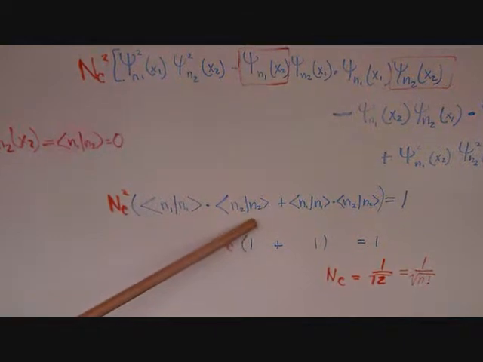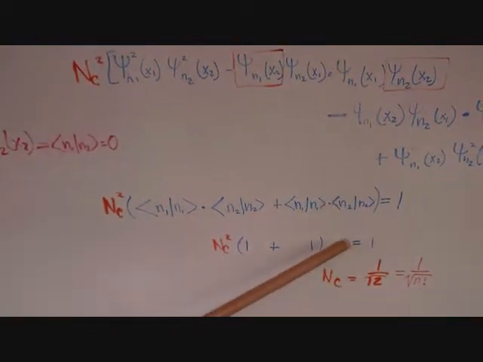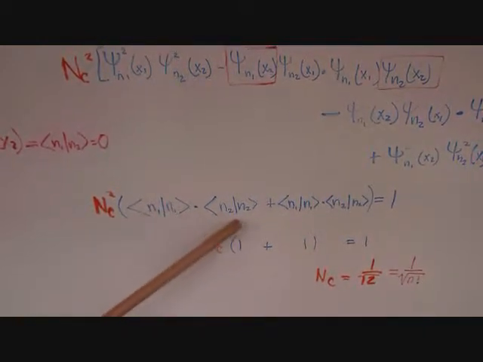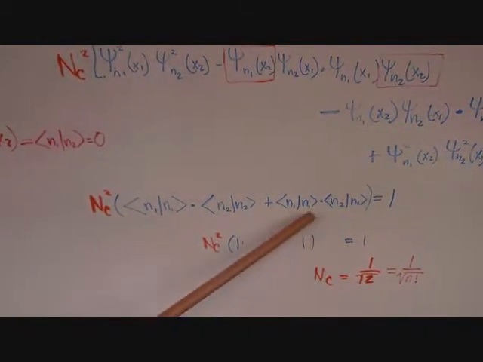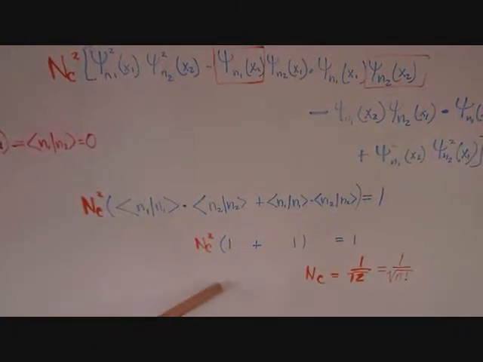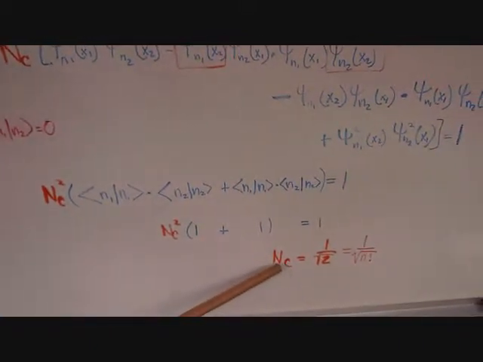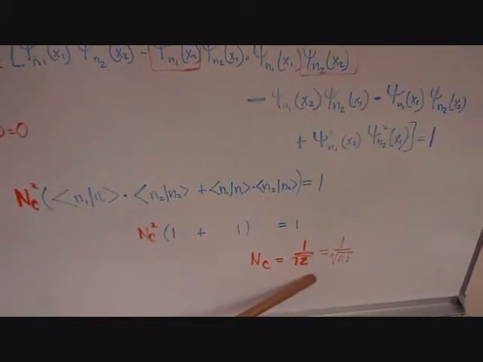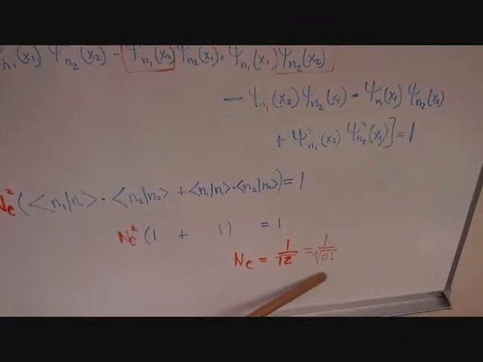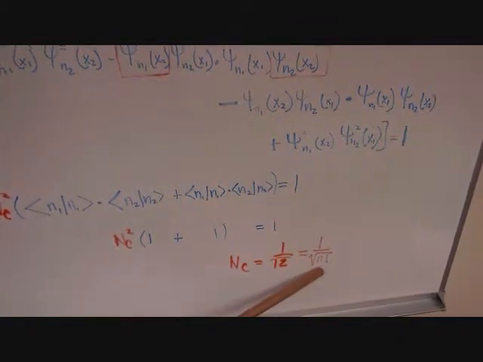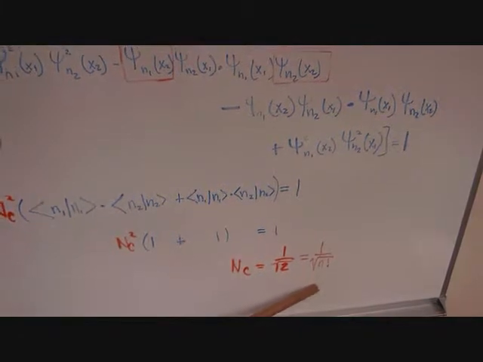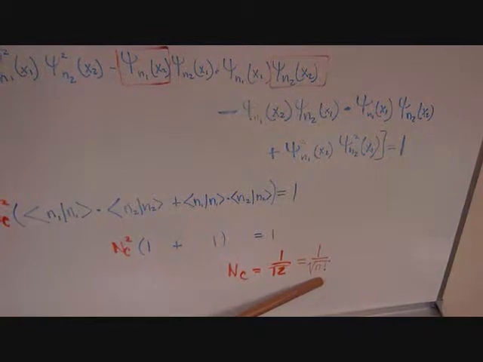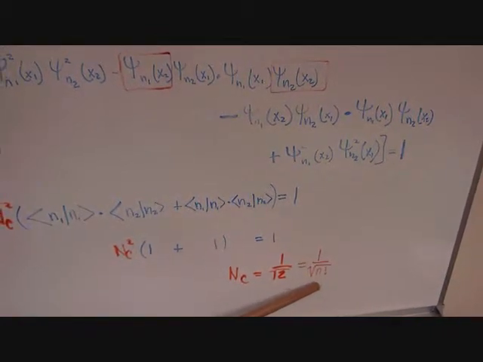These are each separate integrals, but they're with the same wave function, and so they equal 1. So this ends up being 1 times 1 is 1, 1 times 1 is 1, and then down here we get our constant n sub c equals 1 over the square root of 2. In more general situations, the constant will be 1 over the square root of n factorial, where n is the number of particles in your system.